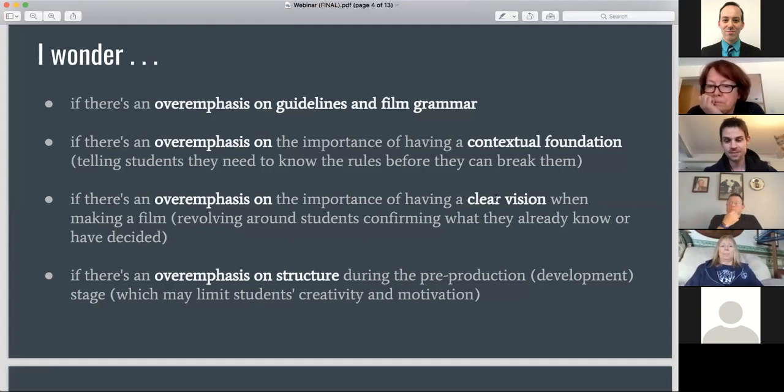Your use of the word process, especially, a lot of people fail to grasp how important process is. And what you're talking about is innovation, no matter what the discipline. So, yeah, absolutely. Does anyone else have any comments?